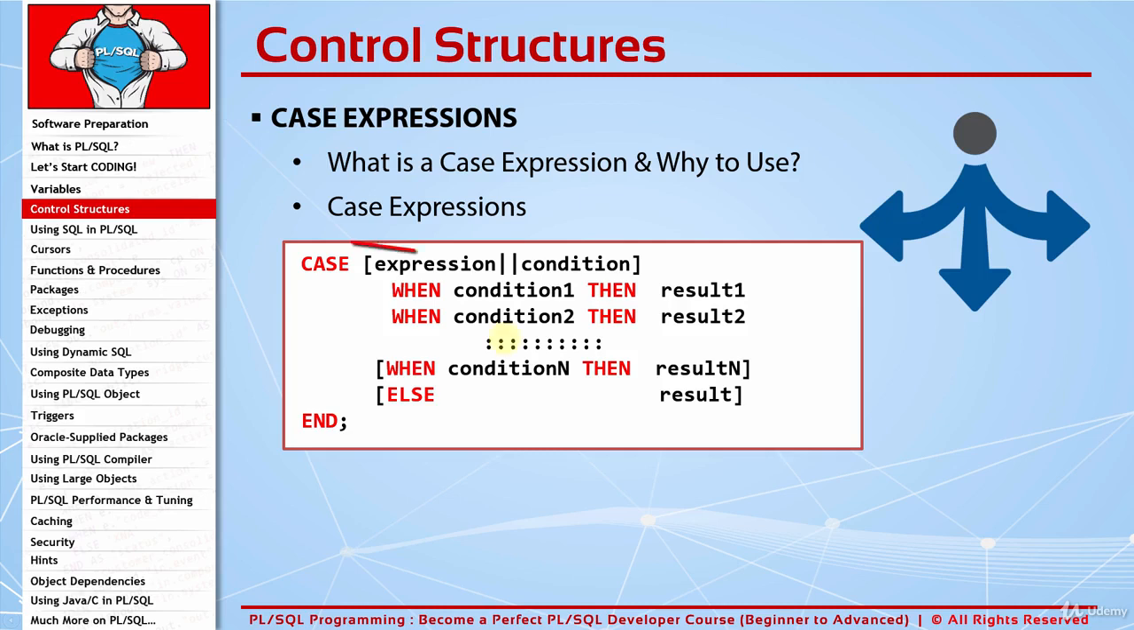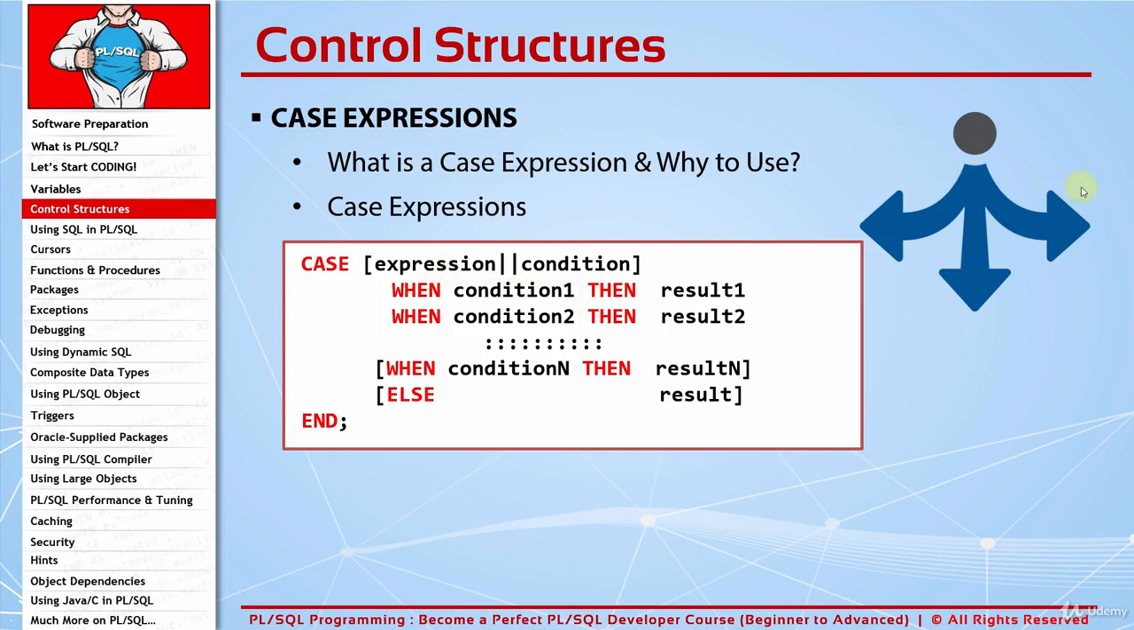The second way is we omit the first expression part, but this time we must write a condition which returns true or a Boolean value. The advantage of this is we can have different comparisons this way. Let's learn them with examples.